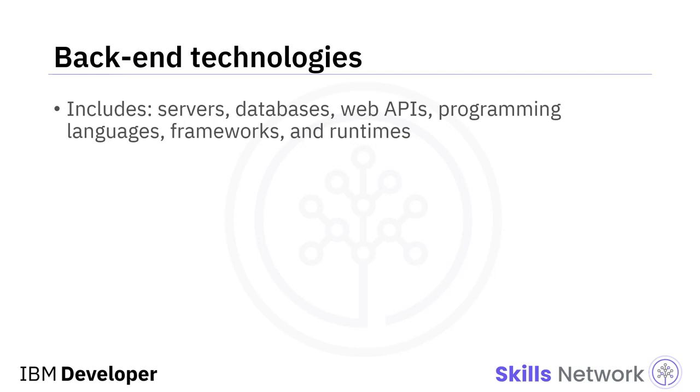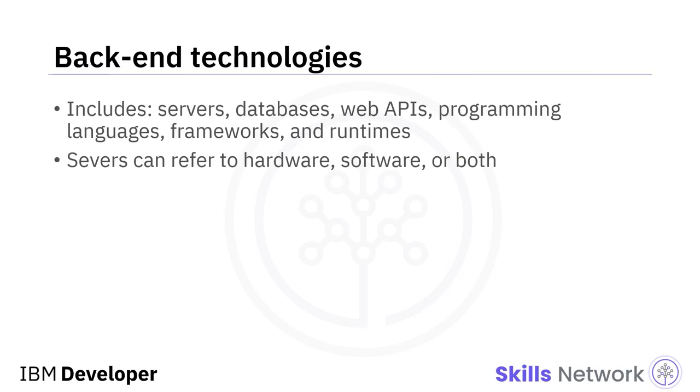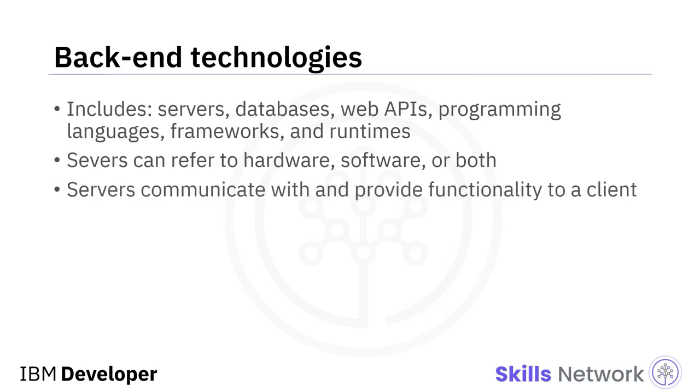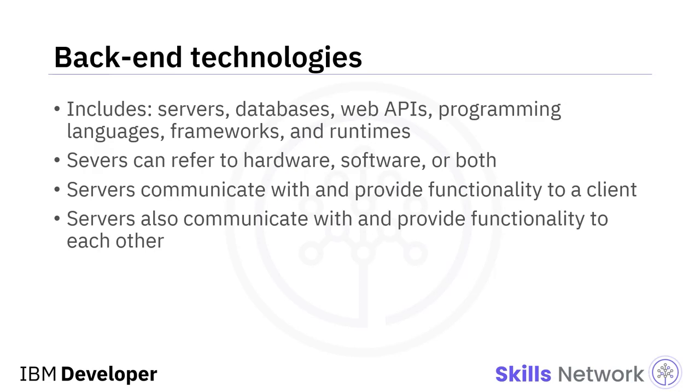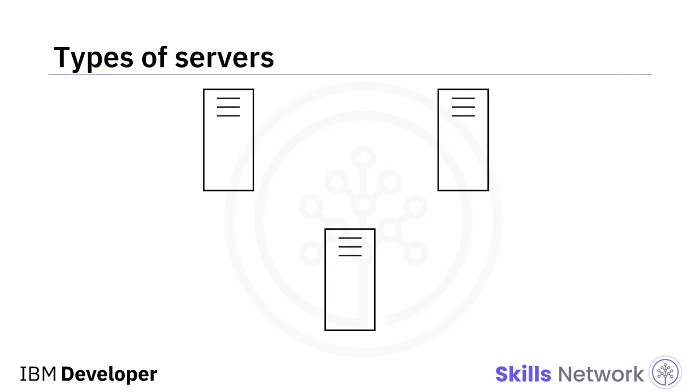Back-end technologies include servers, databases, web APIs, programming languages, frameworks, and runtimes. Servers consist of hardware, software, or both that communicate with and provide functionality to a client. Servers may also communicate with and provide functionality to each other. Now, there are many types of servers. Web applications often use many types of servers, including database servers, application servers, and web servers. Let's briefly discuss each of these types of servers.